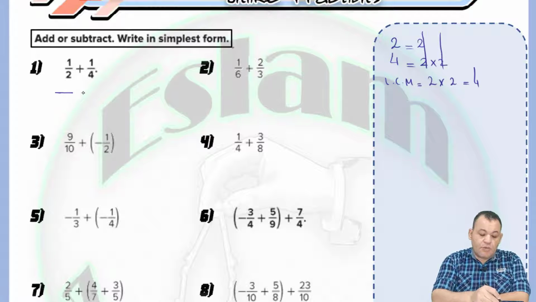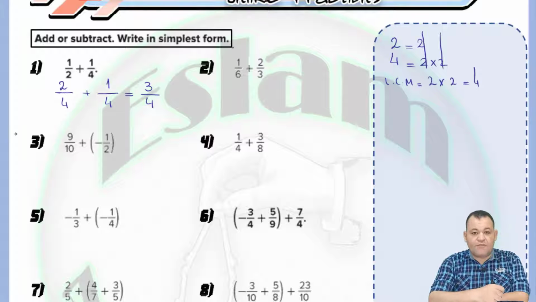I will rewrite the question with the same denominator, which is 4. Now 2 becomes 4 if you multiply it by 2, so 1 times 2 equals 2. 4 becomes 4, there is no change, so I will write the numerator without any change. Now we have the same denominator 4, so just add the numerators together, which equals 3. So 1 over 2 plus 1 over 4 equals 3 over 4.